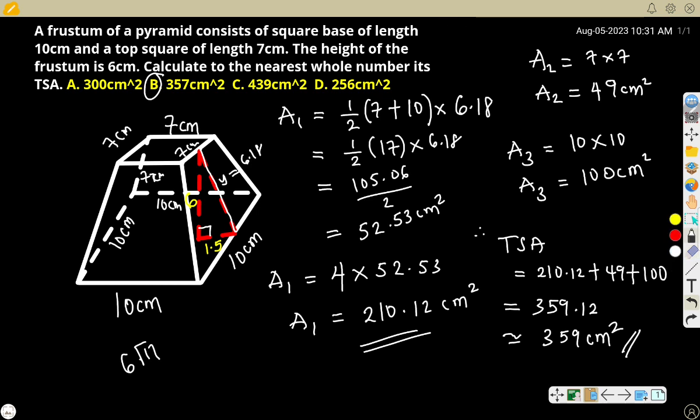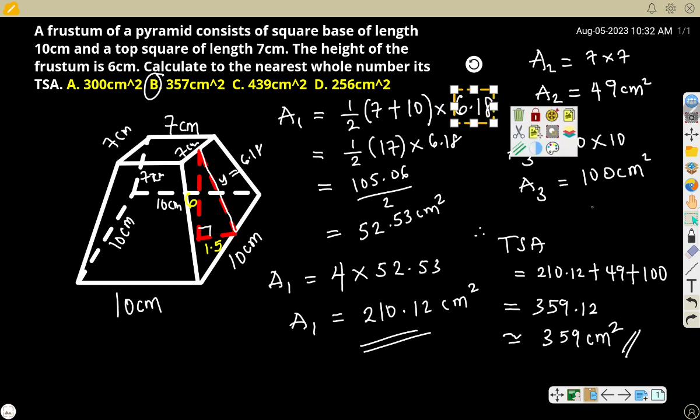So let me walk it through exact before I conclude. If you press 6 root 17, we need 4 of it. That's what we will use instead of this 6.18. I just want to get the exact answer. So let's do that again: square root of 6 square plus 1.5 square, that is 3 over 2 root 17. So that means 3 over 2 root 17 will give us this 6.18 approximately.